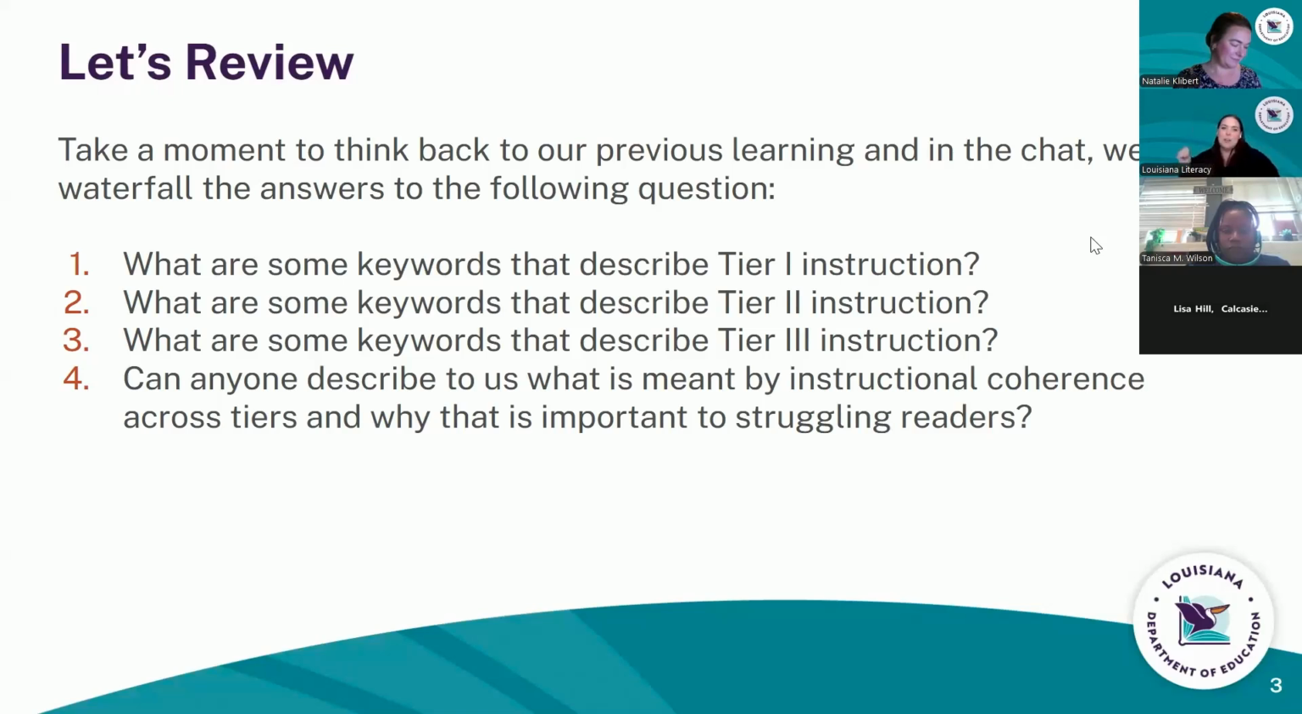The first one is, what are some keywords that describe tier 1 instruction? I'm going to give you about 30 to 45 seconds to type in your response. And then when I say go, you all will hit enter, and then we'll see what you remember from the previous sessions about this.